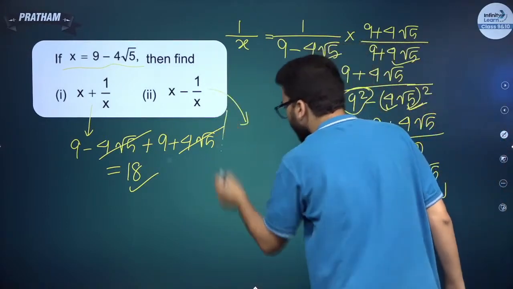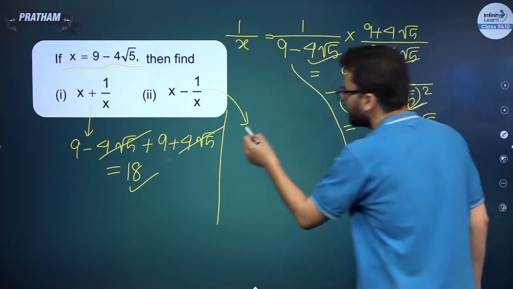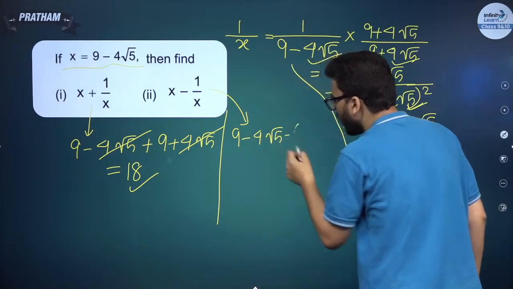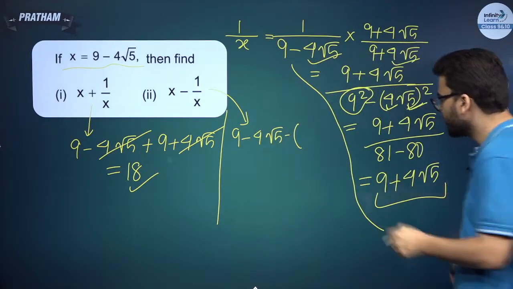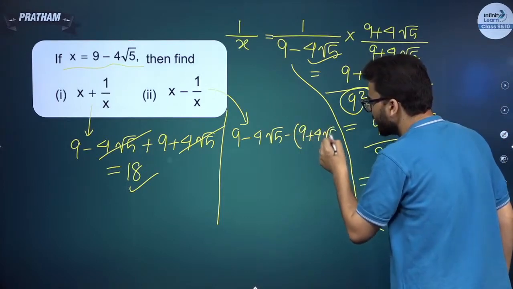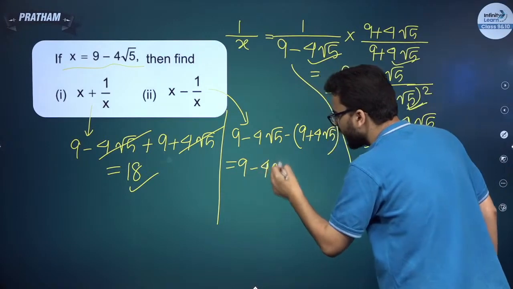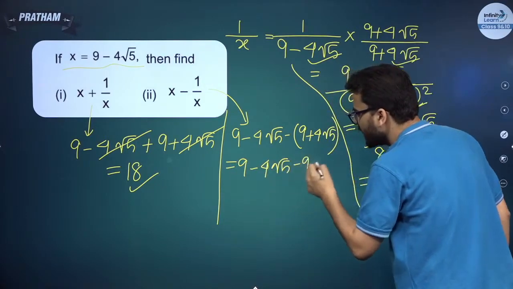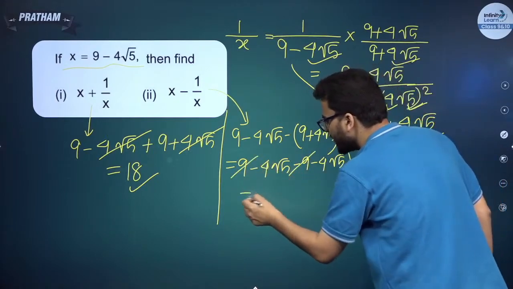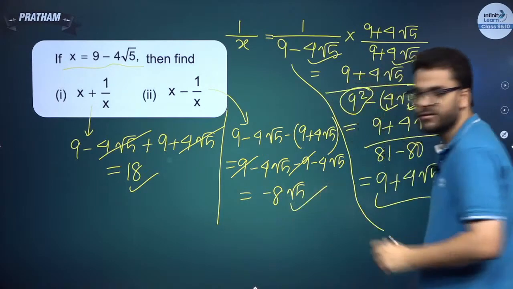Second part also you can find. X we already know over here. X is equal to 9 minus 4 root 5 and minus of 1 by x is minus of 9 plus 4 root 5. So let us simplify it. Open up the bracket, you will get 9 minus 4 root 5 minus 9 minus 4 root 5. So over here this will be cancelled out and your answer will be minus 8 root 5. So minus 8 root 5 is the answer.